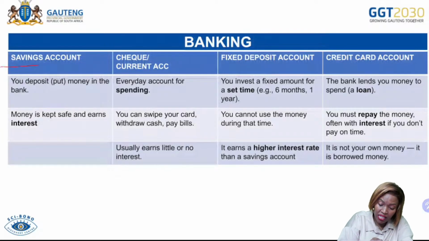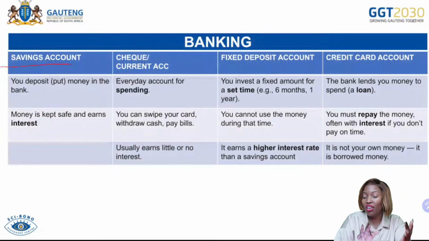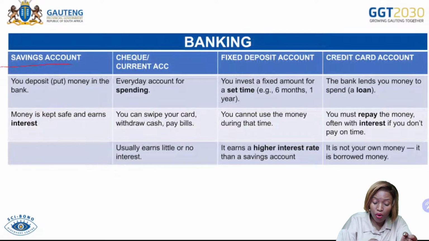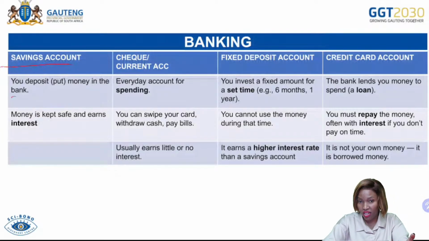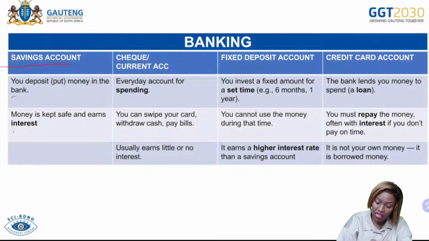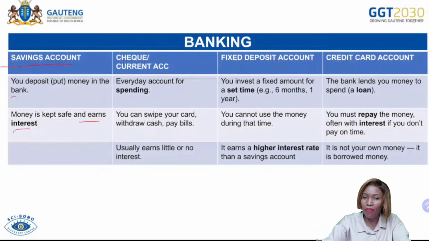The first one is a savings account. With a savings account, the property is that you deposit money into the bank because you are having a savings account, so there must be money in that account. So your money is kept safe there and it earns some interest.